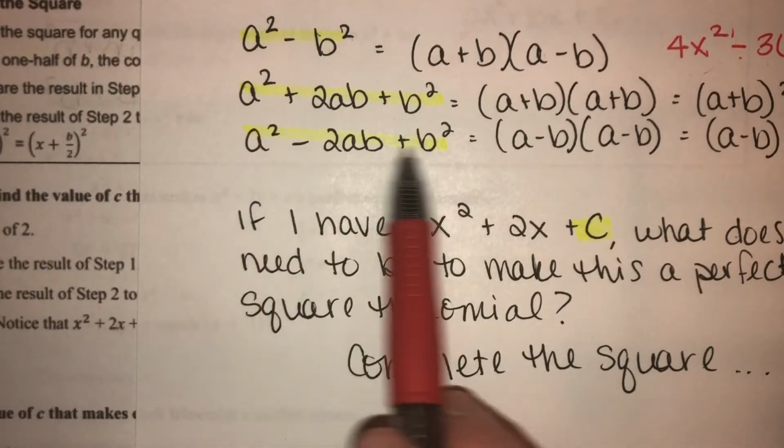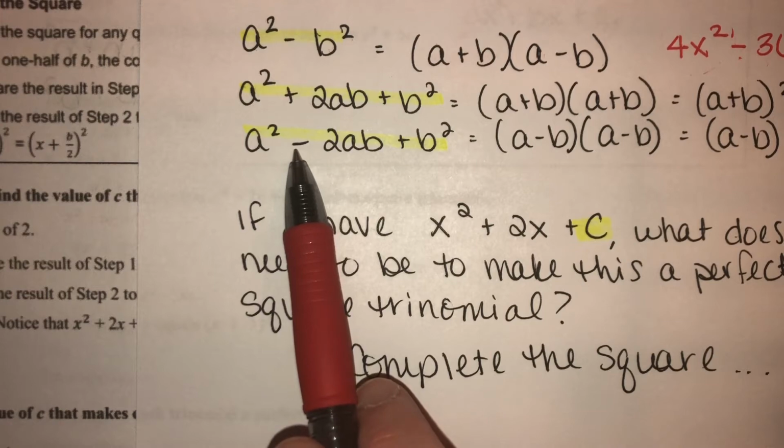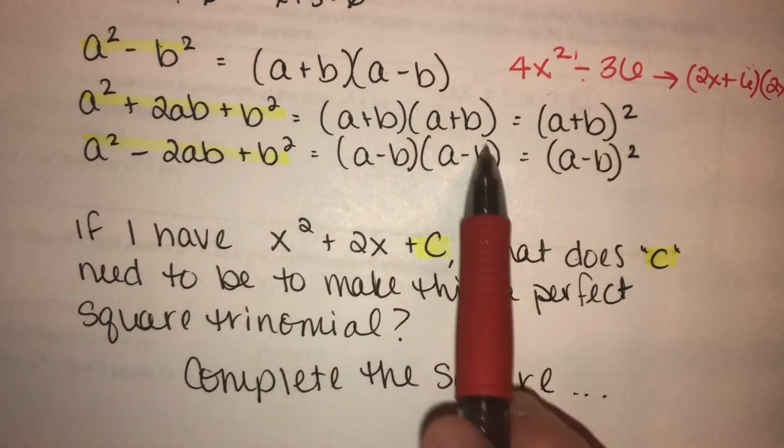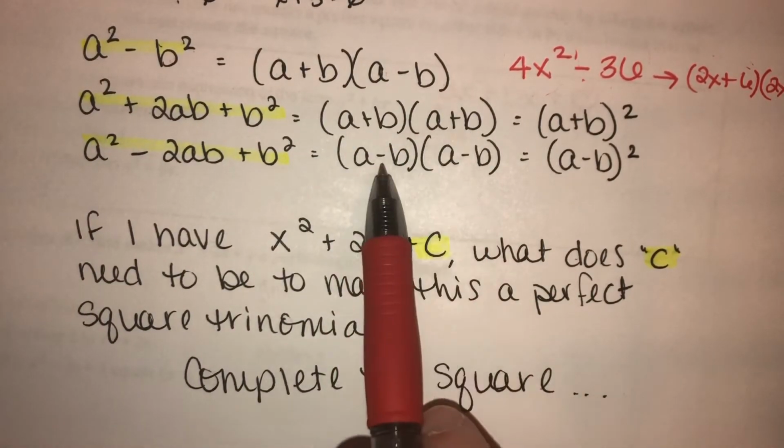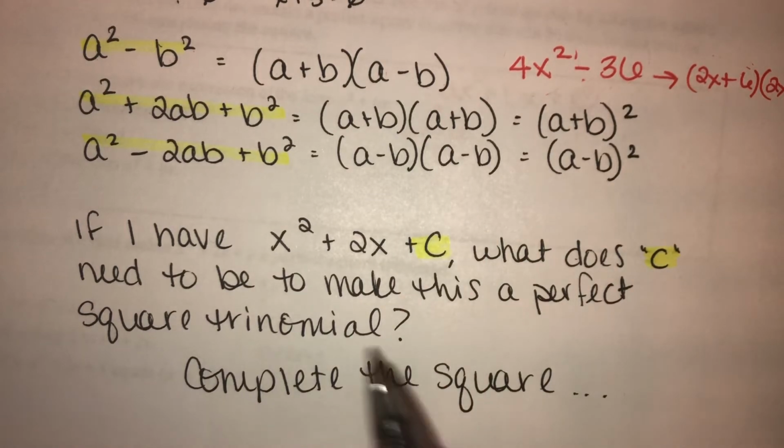If it looks exactly the same but it has a minus in front, I'm going to do the exact same thing when I factor, but instead of plus signs, I'm going to have minus signs. All right, so those are my shortcuts.